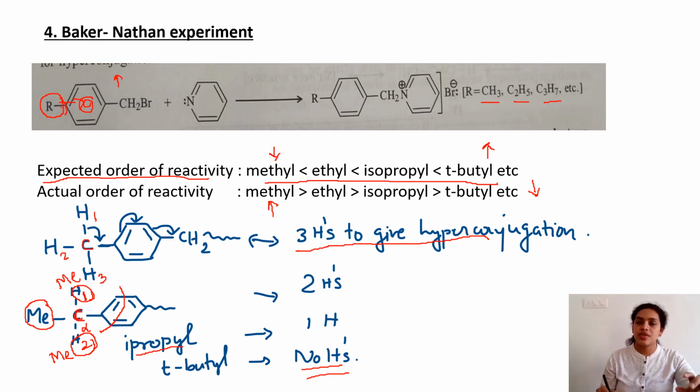So, as a result, we have seen that as the number of hyperconjugative structures increases, the stability increases. Okay, therefore this substantiates the actual experimental order, because in the case of methyl group there are 3 hyperconjugative structures. Ethyl there is only 2, in isopropyl there is only 1, and in tertiary butyl there are no hyperconjugative structures possible. Therefore, this order is justified.